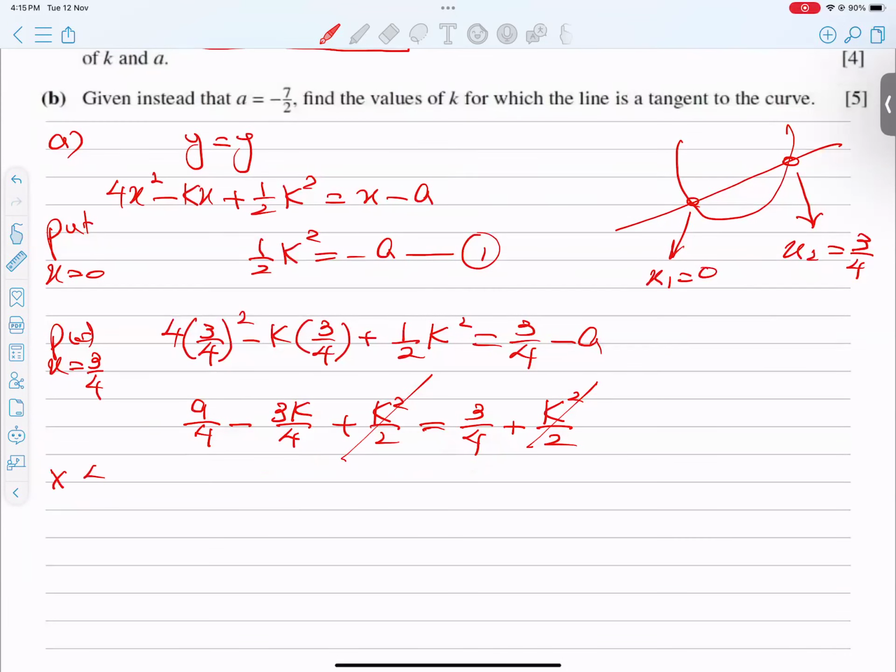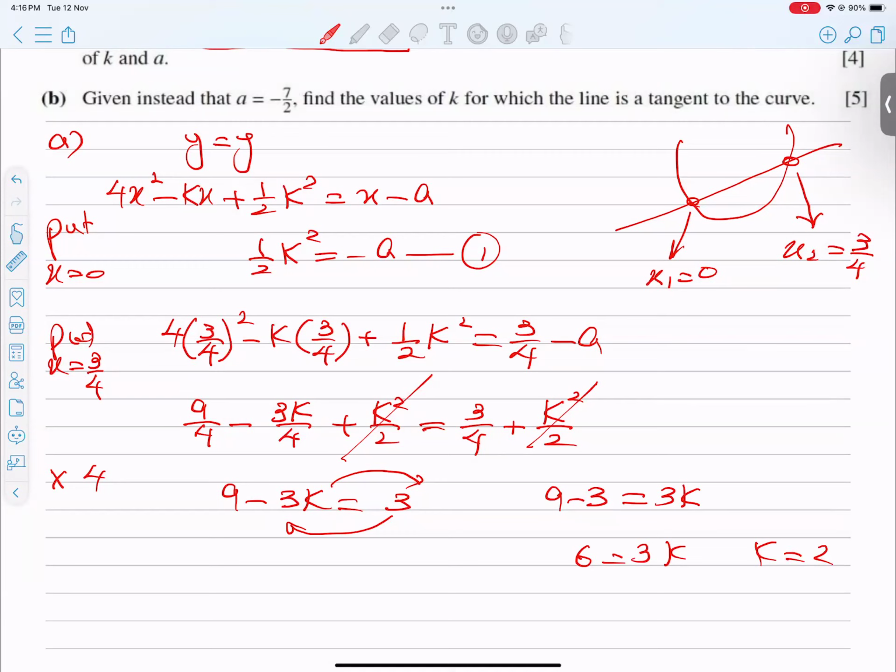Now 4, 4, 4, 4, LCM. So multiply by 4 throughout. When I multiply 4 here, I get 9. When I multiply 4 here, I get 3k. When I multiply here, I got a 3. So 3k goes this way and 3 goes this way. So 9 minus 3 equals 3k. So this becomes 6 equals 3k, and the k value becomes 2. So I believe this part is very clear.